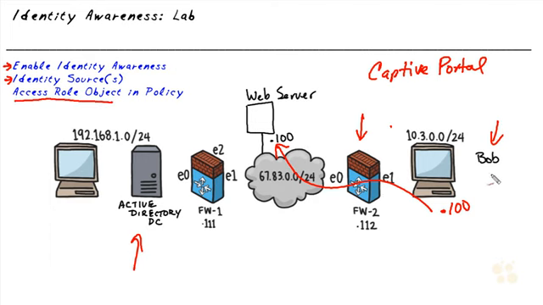And the final piece in making this happen is we need to create an access role object that identifies the requirements of Bob and/or the source network that he's on and/or the source computer that he's on, and then include that in a policy that Firewall 2 is going to have installed on it. So without further ado, let's go to our management PC and to Smart Console, and let's configure this.